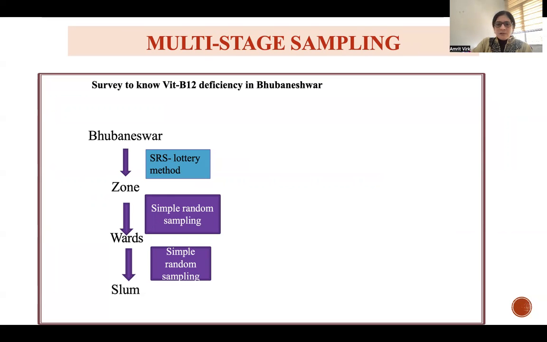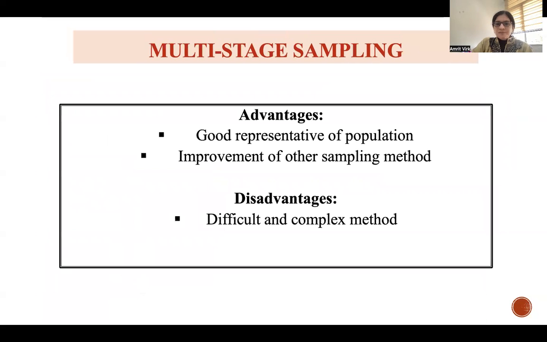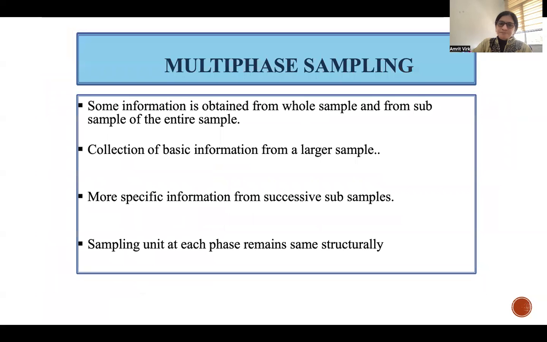Looking at the advantages, even with this method, we get a good representation of the population. Also, it is one of the less time-consuming and less expensive methods. But looking at the disadvantages, some people find it quite difficult and complex to take out a sample through multi-stage sampling.